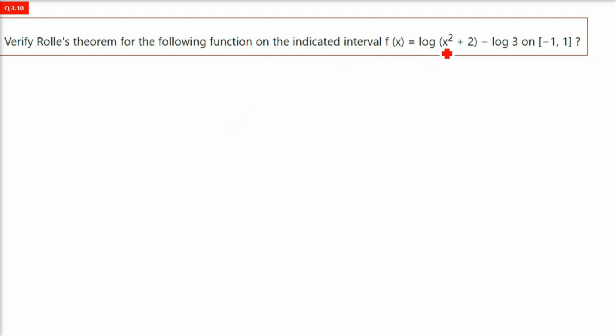Verify Rolle's theorem for the following function on the indicated interval: f(x) = log(x² + 2) − log 3 on [−1, 1]. So we will not write log like this. We'll try to simplify it. It will be log a minus log b, and log a minus log b is nothing but log a by b.